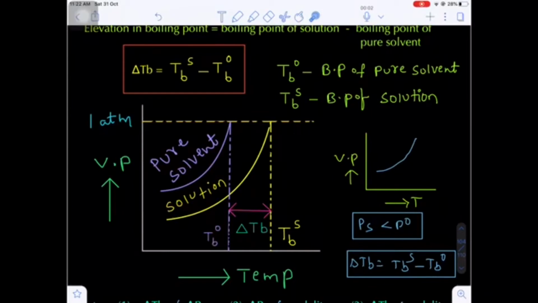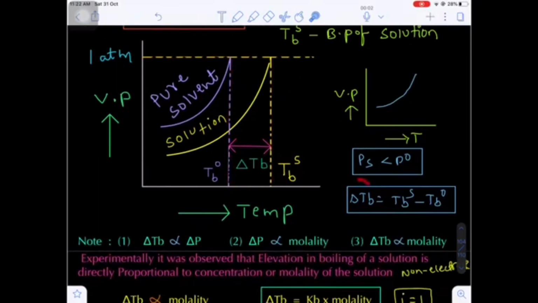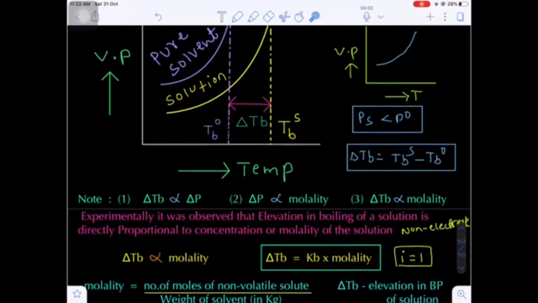Let's suppose if the solvent vapor pressure equals the surrounding pressure, then the corresponding temperature is called the boiling point of the corresponding solvent. And this is the vapor pressure corresponding to 1 atmosphere, and the corresponding temperature is called the boiling point of the solution. The difference between the boiling point of a solution and a solvent is known as the elevation in the boiling point.